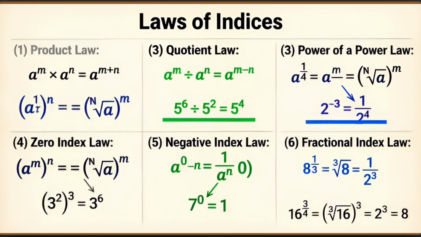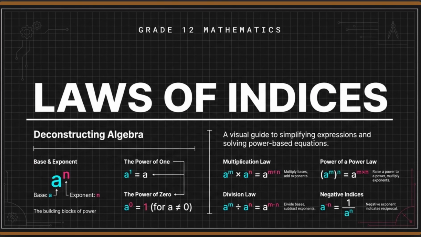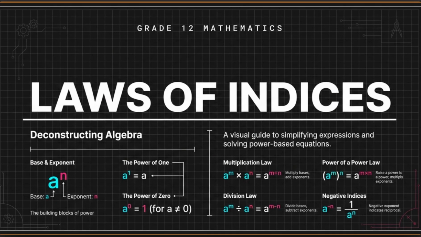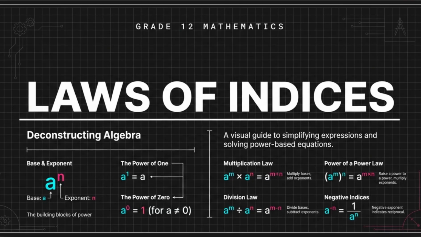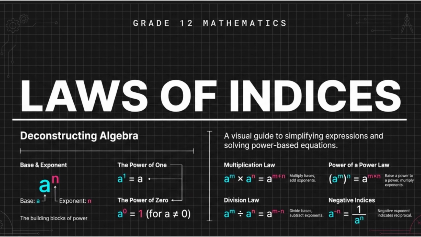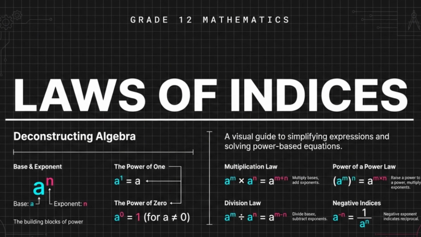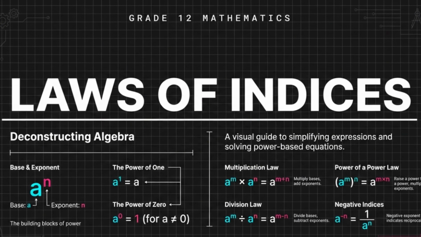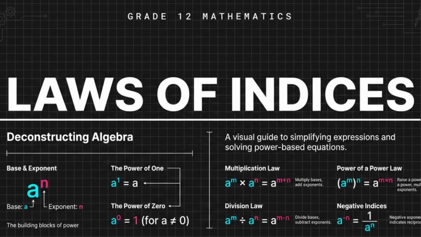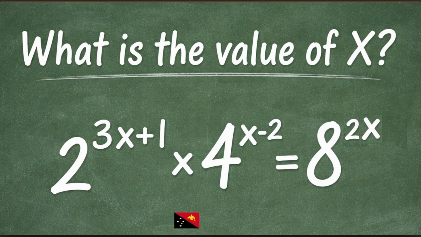Some key laws we will use today include the product of powers rule, the power of a power rule, and the rule that when bases are equal, the exponents must also be equal. These are standard rules that you must always keep in mind when solving index equations. Now, students, we will solve this equation in 7 steps.